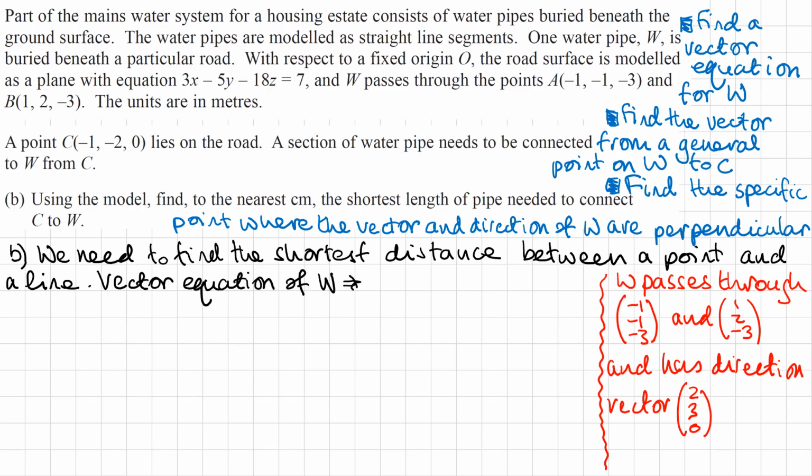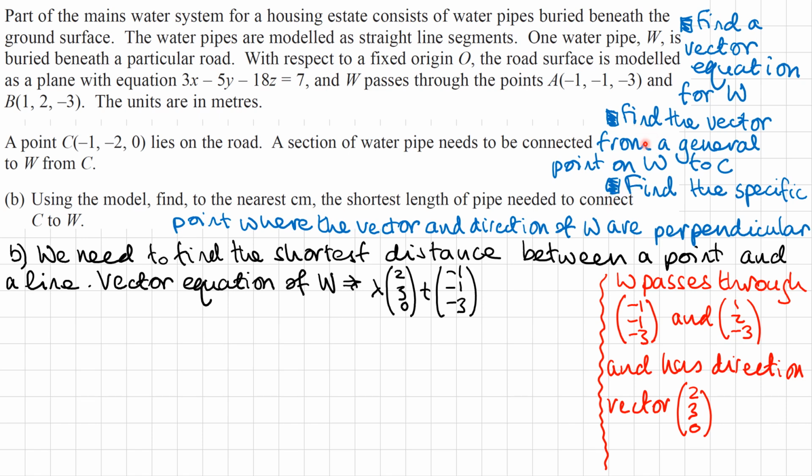So for this vector equation for W, we want a scalar times its direction. I'm just going to use the scalar lambda, so lambda times (2, 3, 0), plus a point that it passes through. I can pick either one of these two points. I'm going to use this one, the (-1, -1, -3). So I've done the first step.